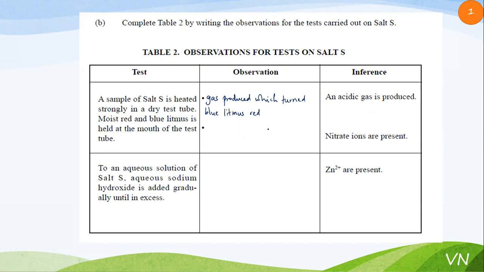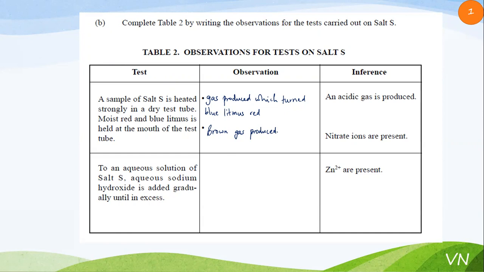The second inference is that nitrate ions are present. If nitrate ions are present, then more likely nitrogen dioxide gas is produced. So the observation there is going to be that a brown gas is produced. All right, so that would be the observation for the first test.